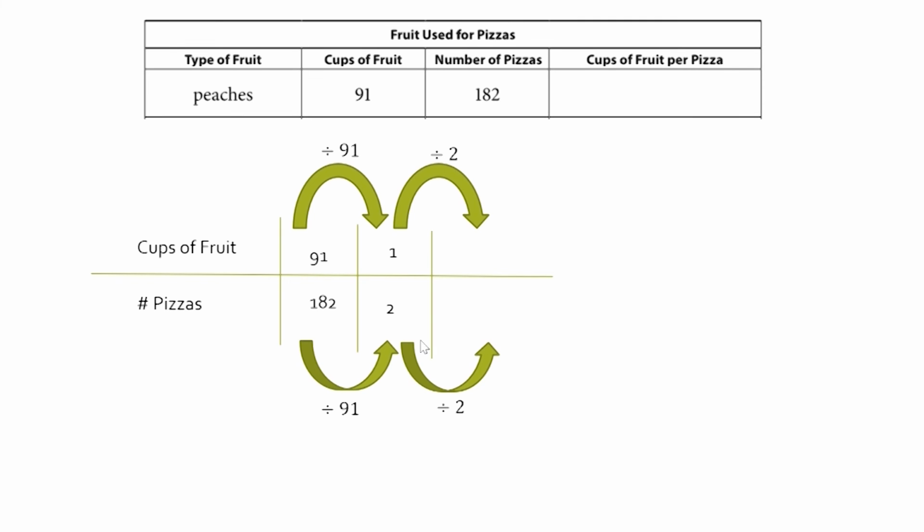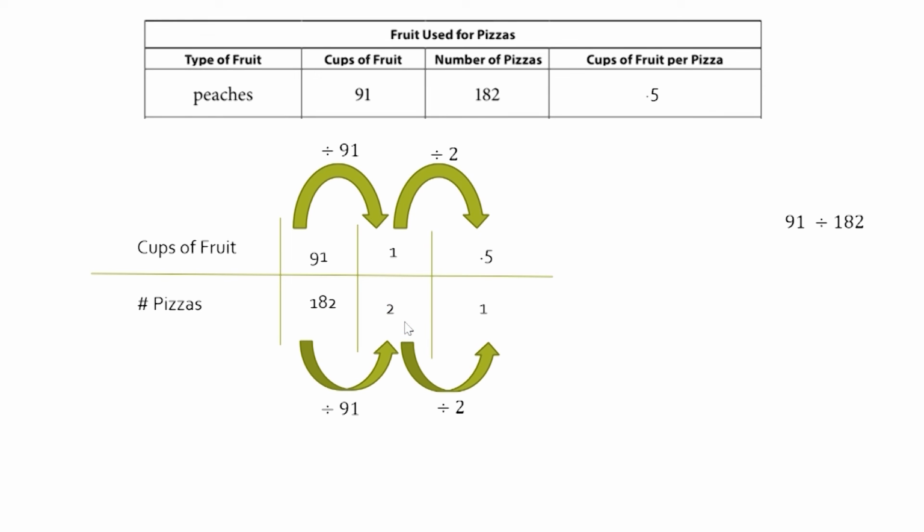How do you do 1 divided by 2? 1 into 2 equal parts. What is that? It's 1/2. Or I could say 0.5, 5/10. So it takes 5/10 of a cup or 1/2 of a cup of peaches to make 1 peach pizza.